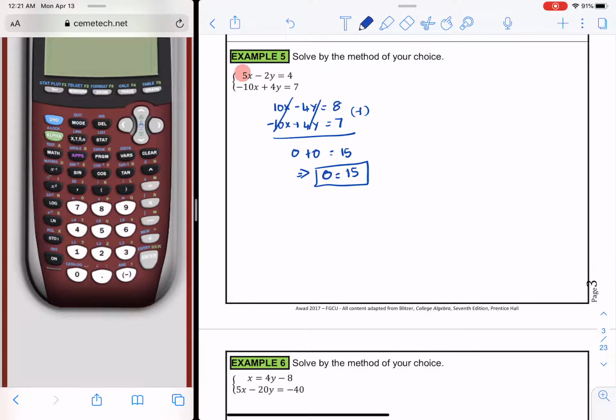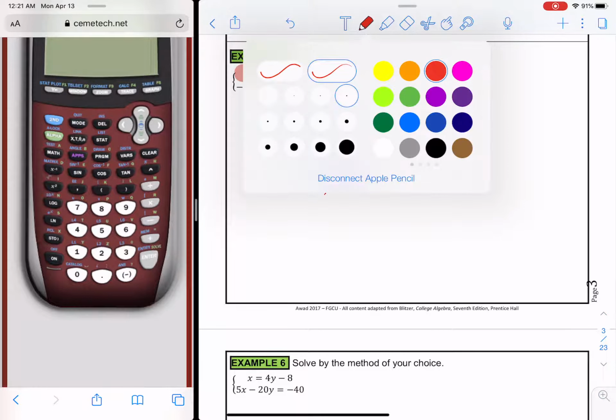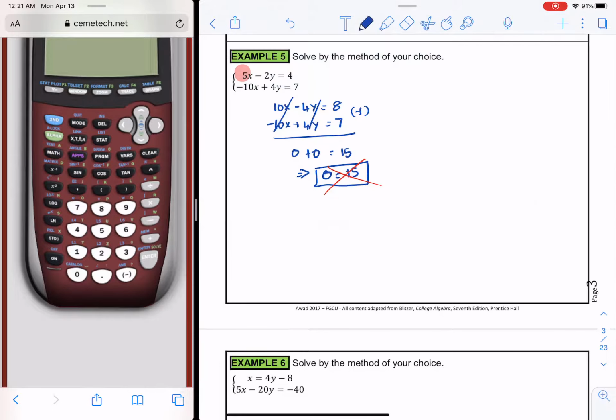Now, that just cannot happen. It is not a proper statement because 0 cannot equal 15. This could only mean that this system has no solution. The consequence being that the two lines are parallel to each other. And that would imply that there is no point of intersection.